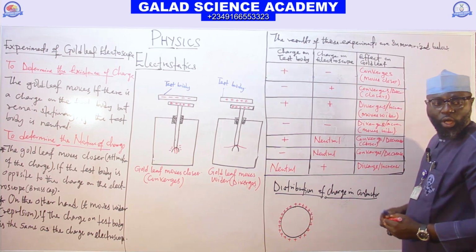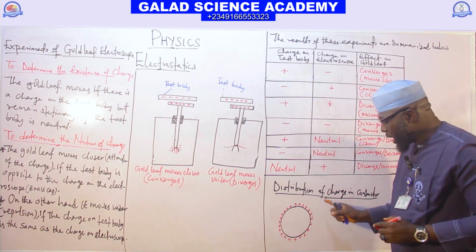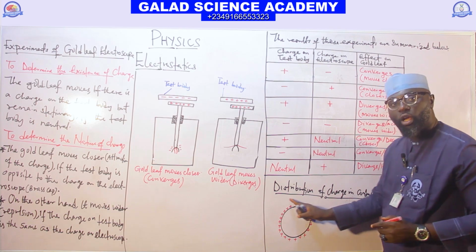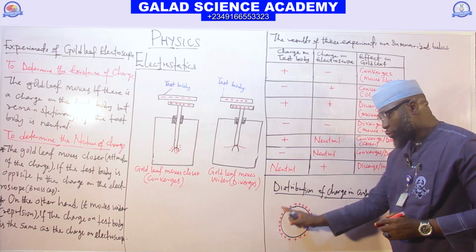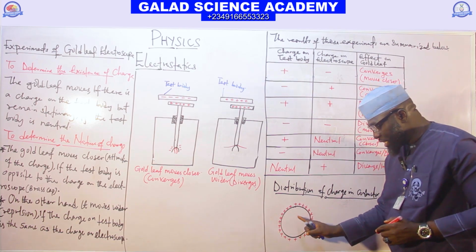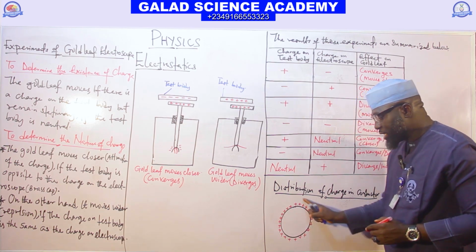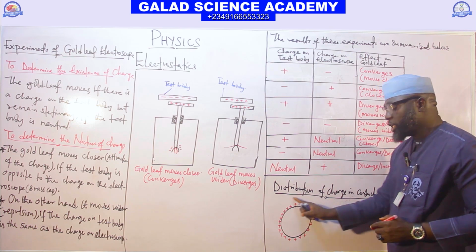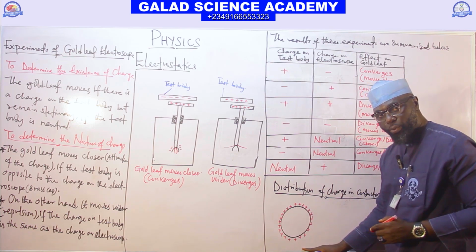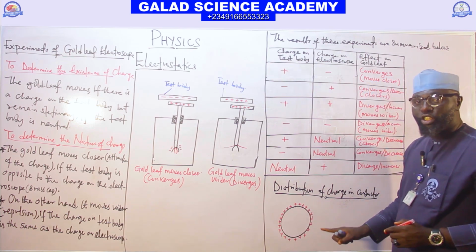The charge can never be found inside a conductor. Charge can always be found at the surface of the conductor uniformly. You can see that this is a uniform sphere. The charge is distributed equally or uniformly in a uniform shape or in a regular shape.